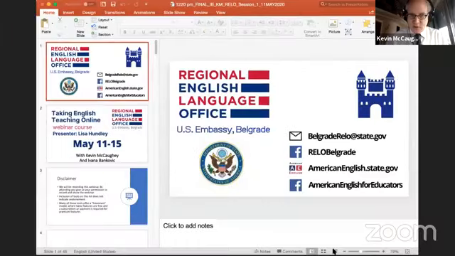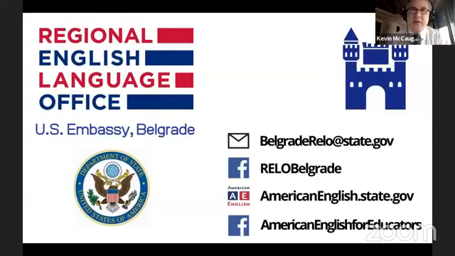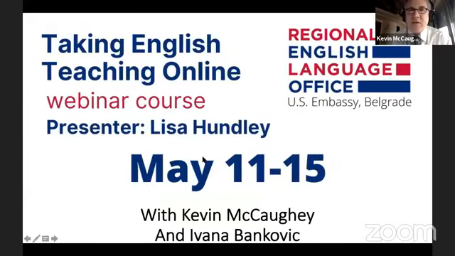My name is Kevin McCoy. I'm here in Belgrade, Serbia with Ivana Bankovic and Lisa Hundley in Austria. We're with the Regional English Language Office at the U.S. Embassy. And today is our first session in taking English teaching online, a webinar course.